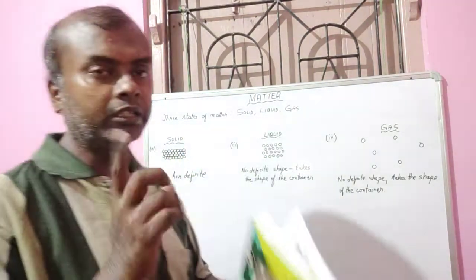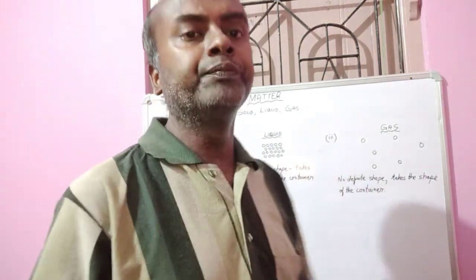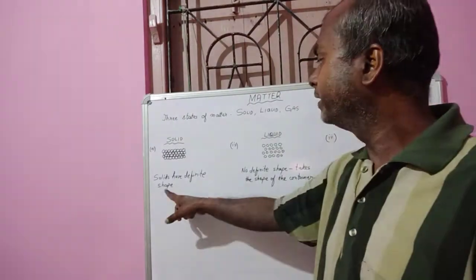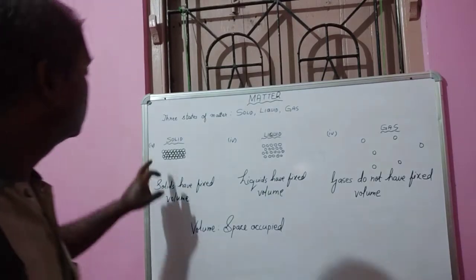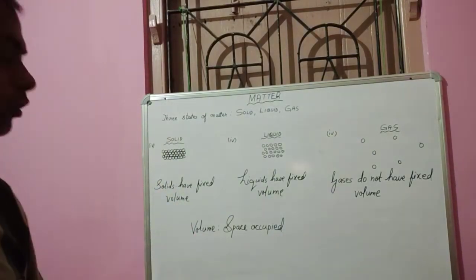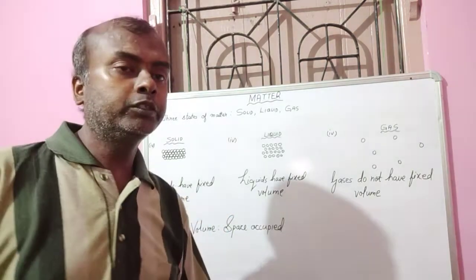They will remain in that one particular position only. So this is the comparison between solids, liquid and gas depending on shape and rigidity. Okay, the next comparison is based on volume. Volume means space occupied.